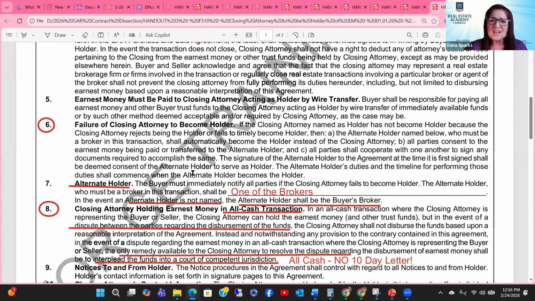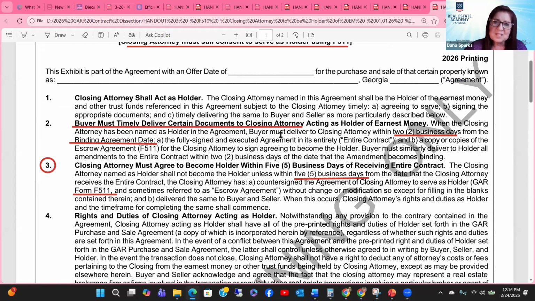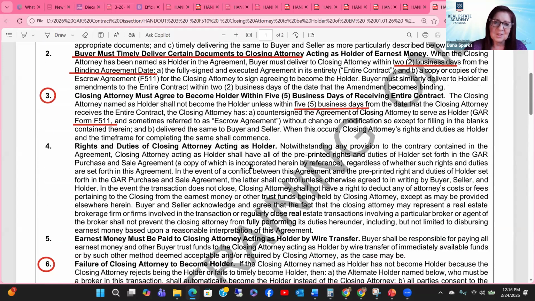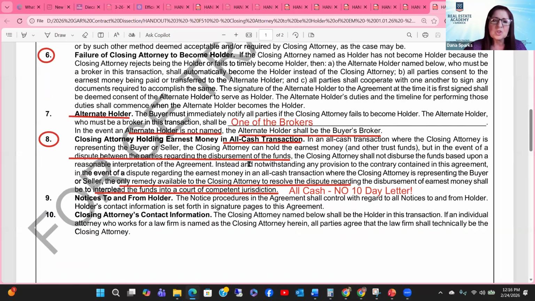If the closing attorney does not sign that F511 within 5 business days of getting the contract, which is 2 business days of the binding agreement date, then the alternate holder immediately becomes the holder of the earnest money. There is a fill in the blank there to put in one of the brokers. If that is left blank, it automatically becomes the buyer's broker.